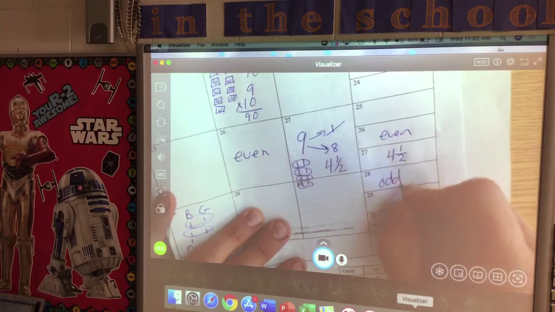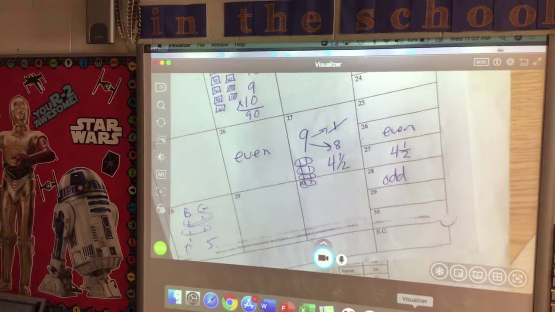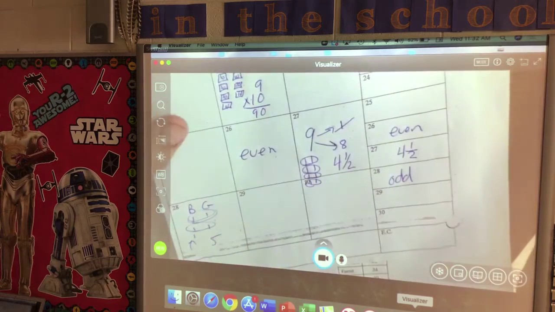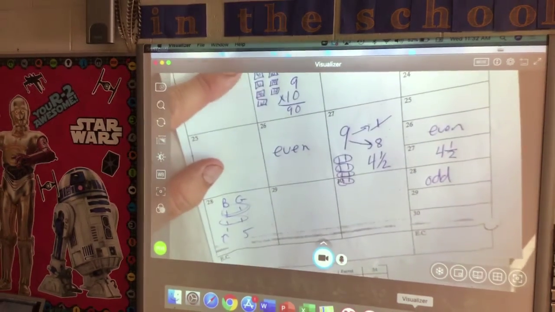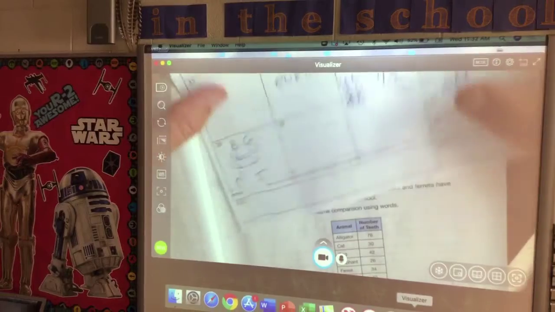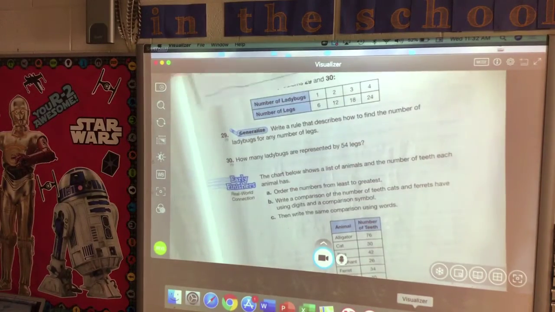So whenever there's more girls, you got an odd number. Whenever there's more boys, you have an odd number. If it's equal in each line, then it's even. And then drum roll, number 29 and 30. It's the same question every day, just a little bit different.